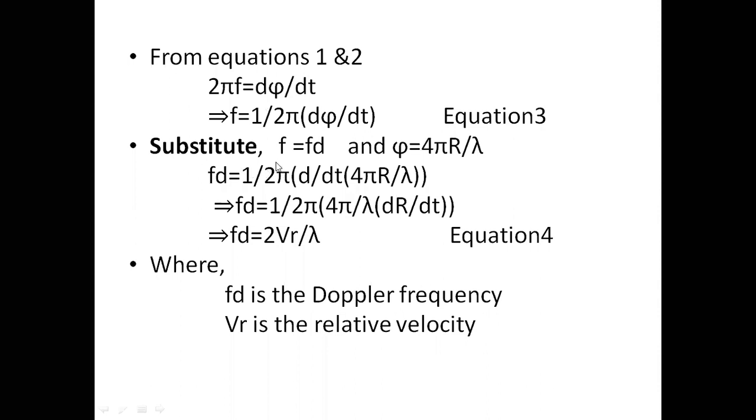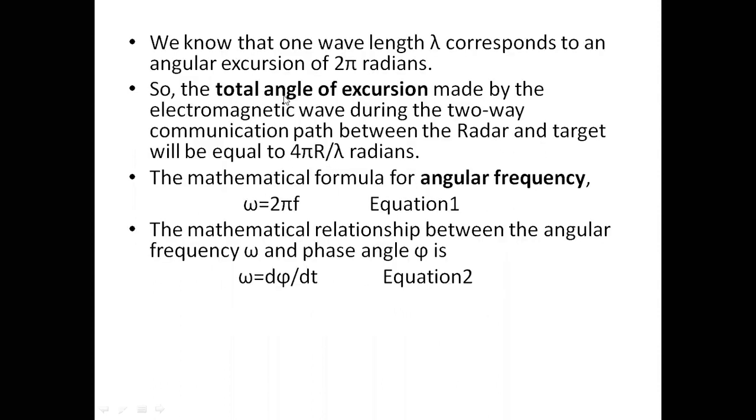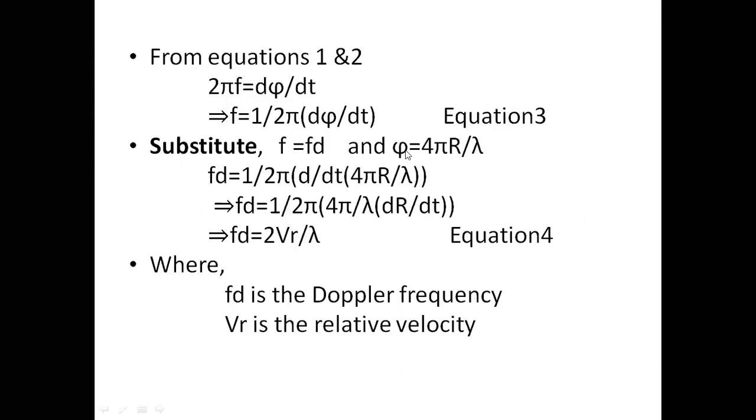Let us substitute f is equal to fd and phase angle phi is equal to 4 pi r by lambda. Already we know the phase angle expression, that is 4 pi r by lambda. So phi is equal to 4 pi r by lambda. If phi is equal to 4 pi r by lambda, it makes some angle, and the frequency becomes the Doppler frequency. So fd is equal to 1 by 2 pi d phi by dt, with phi as 4 pi r by lambda.